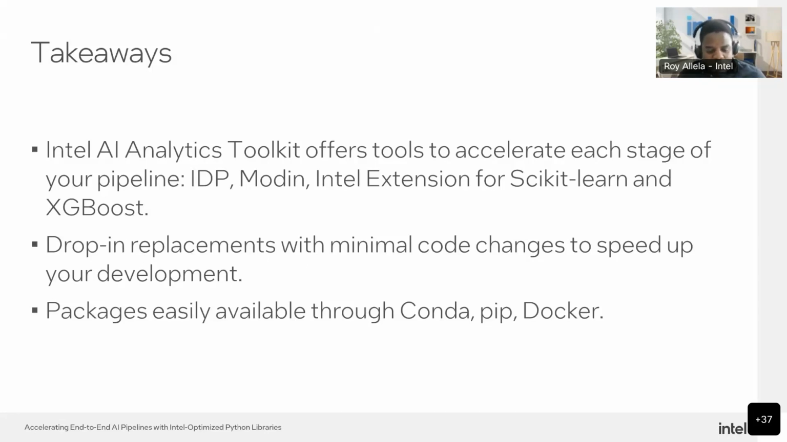So it's not a steep learning curve to embed or leverage this in your workflow. All you need to do is import the packages, and the rest of your workflow remains the same. And finally, the packages are easily available through Conda, Pip, and Docker. You can choose to either install the AI Analytics Toolkit as it is, or install the individual packages through Conda or Pip, and you're able to get the optimization. So I hope this has been helpful in showing how you can accelerate your classical machine learning workloads. And yeah, any questions at this point?